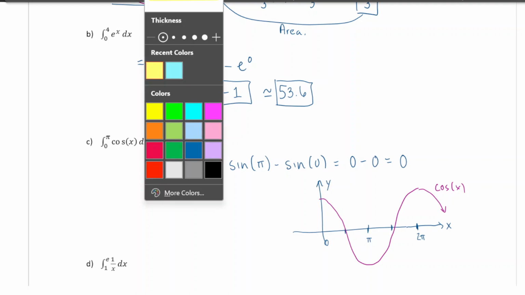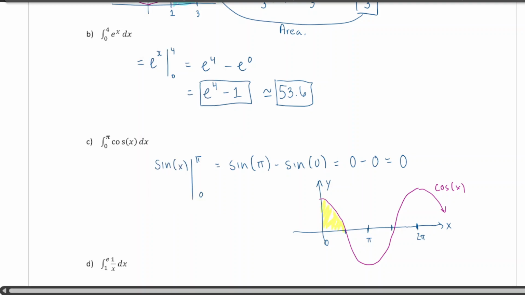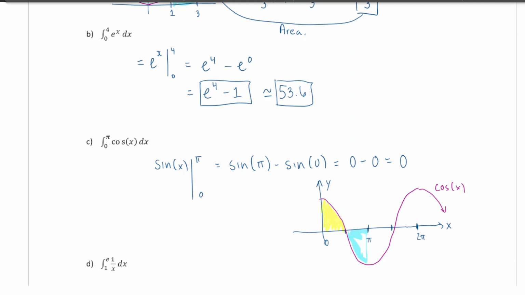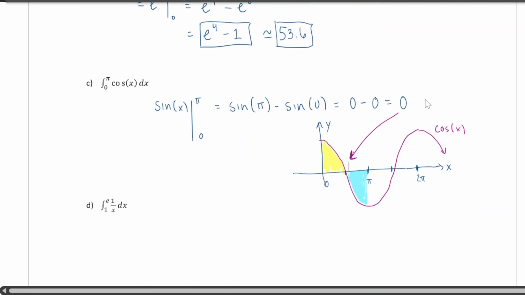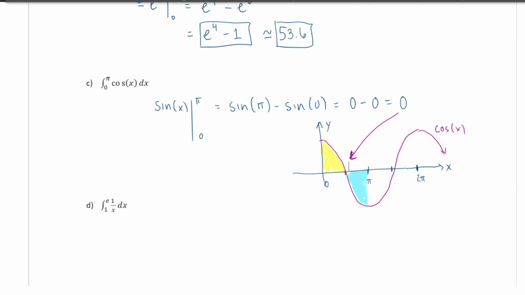Okay, back on track. From 0 to 2 pi, you actually see there's 2 different regions, one above the x-axis and one below. And the reason it's 0 is because the positive and the negative cancel out, right? There's symmetry in that function. So that's why it's 0. It's not that it's just like a flat function with no height. Okay, last one, kind of an interesting one here.